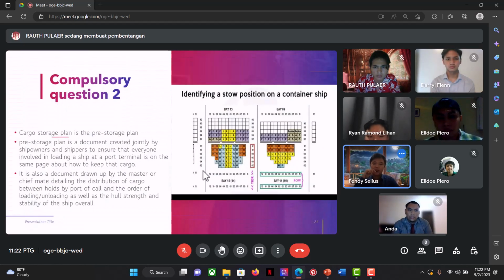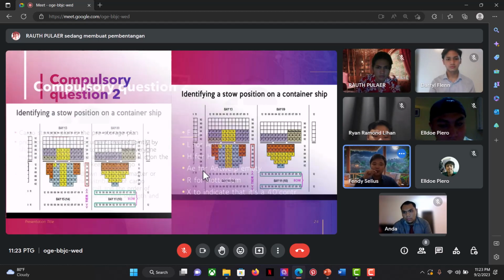Next. A cargo storage plan is the port storage plan. A storage plan is a document generated by the shore and shipping side to ensure that everyone involved in loading the ship at the port terminal is on the same page about how to keep the cargo. This is also a document drawn up by the master or chief mate, with data of the current cargo between hull by port, and the order of the loading and unloading. It will show the hull stress and stability of the ship.